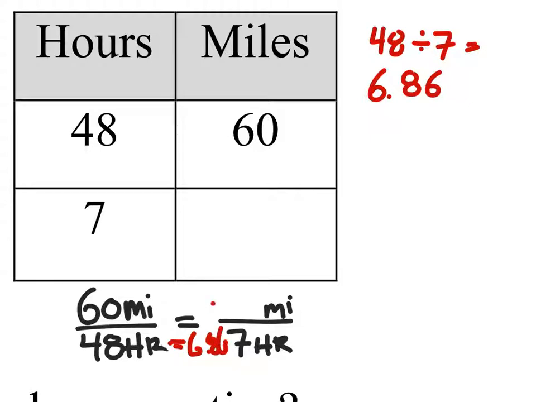So the question is, it's kind of like solving an equation, right? Multiply the x by 6.86, and then I get the 60. So how would I figure out what that is? Well, I just need to change this to division. 60 divided by 6.86 would tell me how many miles that is. So it looks like it'd be 8.75 miles.